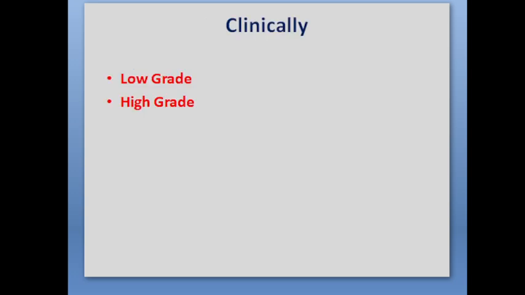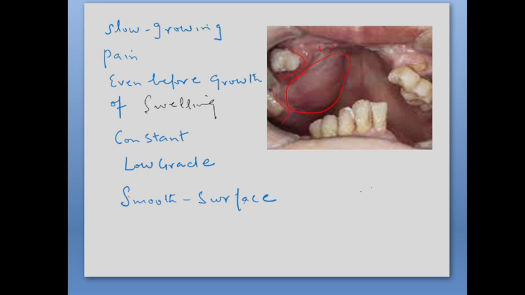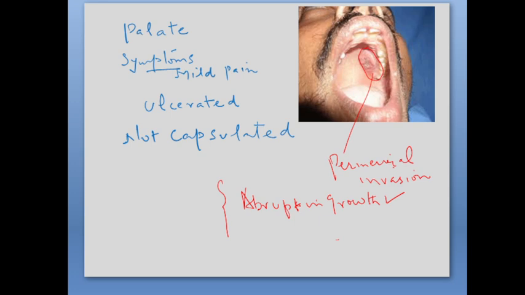Clinically, low-grade and high-grade adenoid cystic carcinomas are seen. Low-grade tumors are slow-growing. They are associated with pain. Sometimes pain is seen even before growth of the swelling. The growth is gradual and constant, and overall it has a smooth surface. Whereas high-grade tumors are ulcerated, painful, and abrupt in growth.